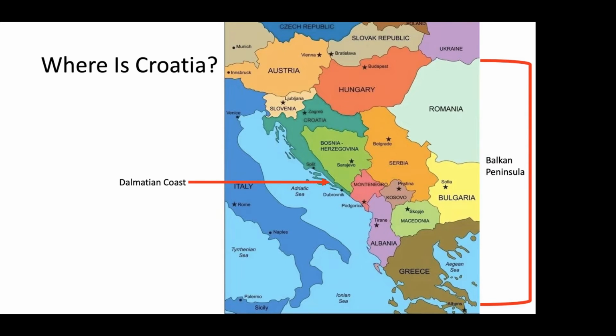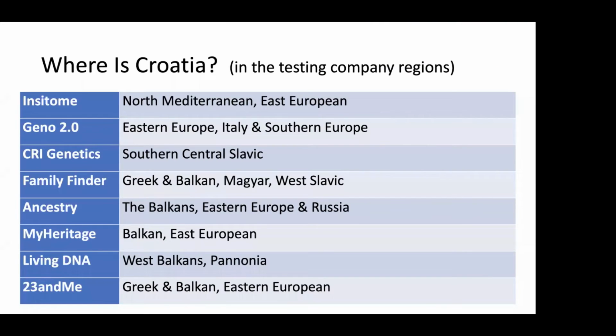As I said earlier, half of Pat's ancestry is from Croatia. On this map, Croatia is shown in dark green, just across the Adriatic Sea from Italy. It's part of the Balkan Peninsula that stretches from Hungary down to Greece. Pat's ancestors lived for centuries on the long, narrow strip of southern Croatia known as the Dalmatian coast.